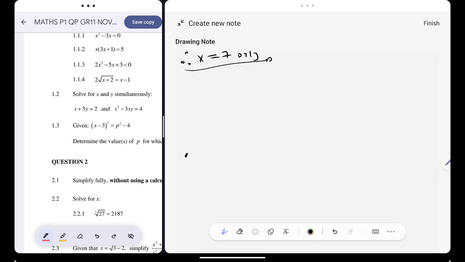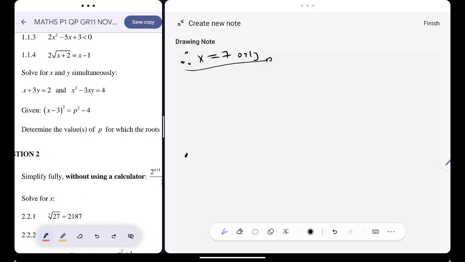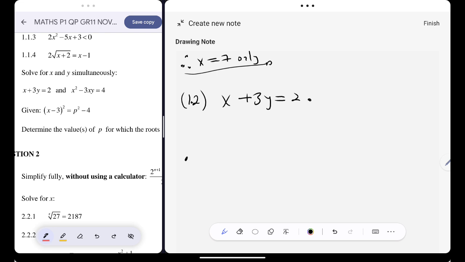Okay, and then we move to 1.2. 1.2 is simultaneous equations. I have two equations. I have x plus 3y is equal to 2. This is my first equation. Then x squared minus 3xy is equal to 4. This is my second equation.